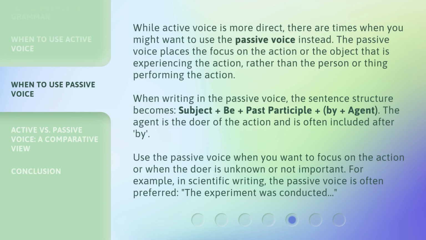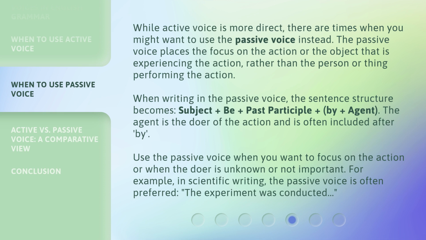While active voice is more direct, there are times when you might want to use the passive voice instead. The passive voice places the focus on the action or the object that is experiencing the action, rather than the person or thing performing the action. When writing in the passive voice, the sentence structure becomes subject plus be plus past participle plus by plus agent.